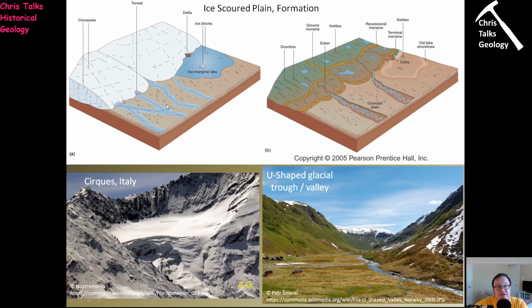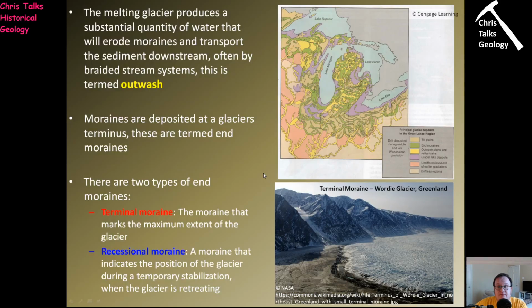Okay, and this area in front of the glacier is referred to as the outwash plain. This is where sediment being reworked by the river is essentially distributed again. So over here we have the outwash plain in front of the glacier. So this area is referred to as outwash.